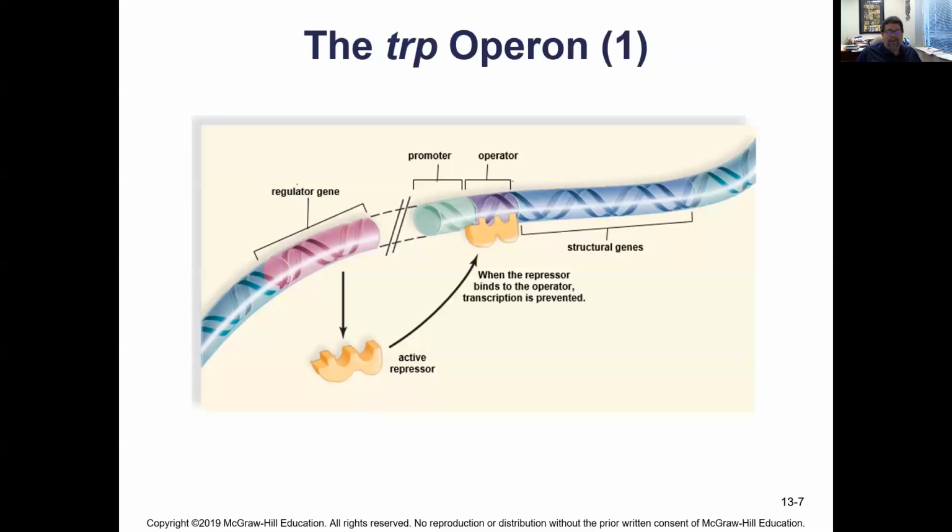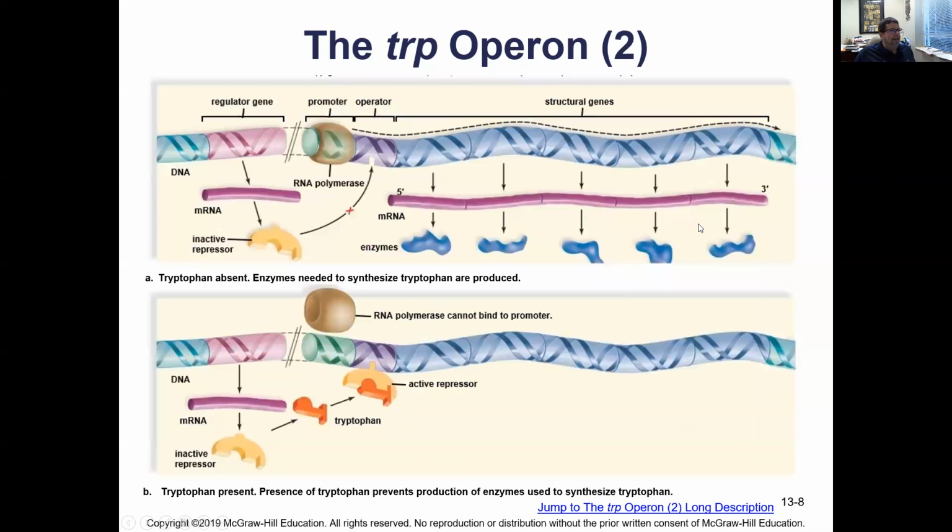Okay, let's take a look at it. So here is the regulatory gene making the active repressor. Okay, and when it binds here, it prevents transcription. So if you have plenty of tryptophan in your cell, then you're not going to make it. Okay. Now take a look at here.